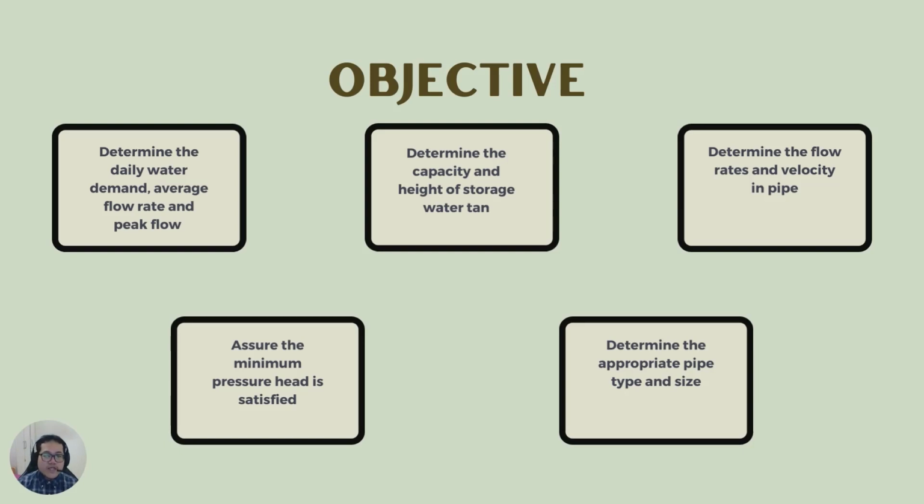The first one is to determine the daily water demand, average flow rate, and peak flow. The second one is to determine the capacity and height of the storage water tank. The third one is to determine the flow rates and velocity in the pipe. The fourth one is to assure the minimum pressure head is satisfied. And last but not least is to determine the appropriate pipe type and size.